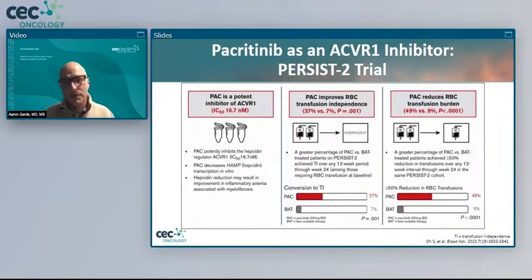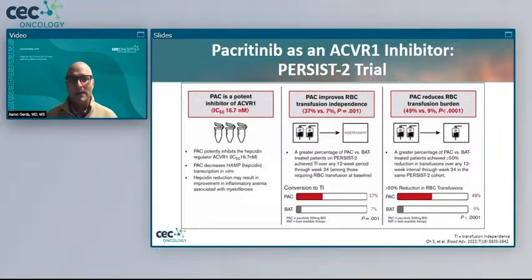So pacritinib was approved to treat myelofibrosis, shrink spleens, and improve symptoms in patients who were thrombocytopenic. But a story began to emerge that patients, particularly in PERSIST-2, had not only stabilization of their hemoglobin, but actual improvements. And there were observations that patients became transfusion independent on that trial. And this happened at the same time that ACVR1 inhibition was brought into attention by the development of momelotinib.